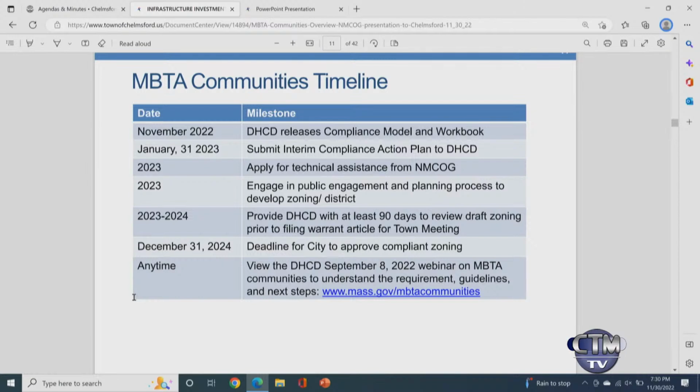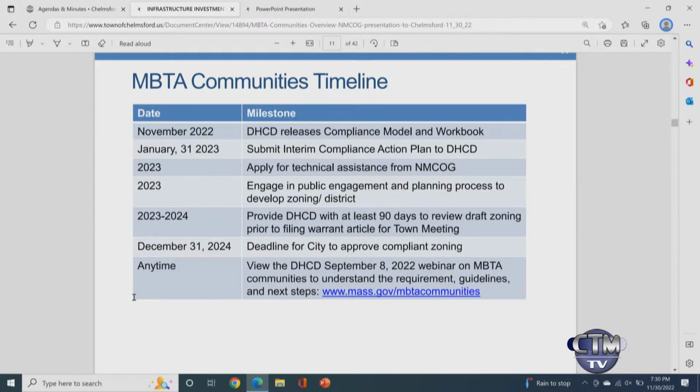near-term deadline in January to submit an interim compliance action plan to DHCD, or to submit something to the state that may potentially look like it's compliant already with the law, which is something that might happen as well. That would happen in the interim. But over the course of the next couple of years, because by December 31st of 2024 is when you need to be completely compliant with your zoning.